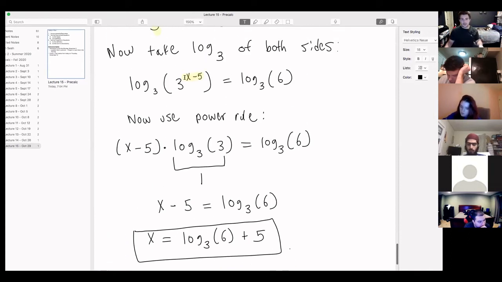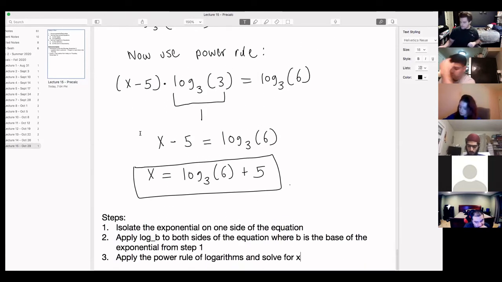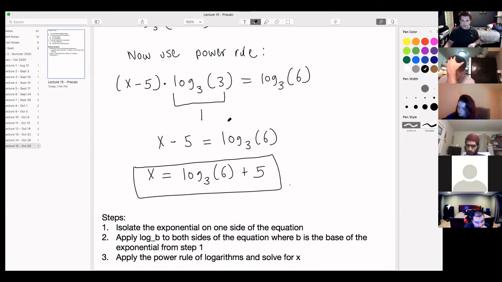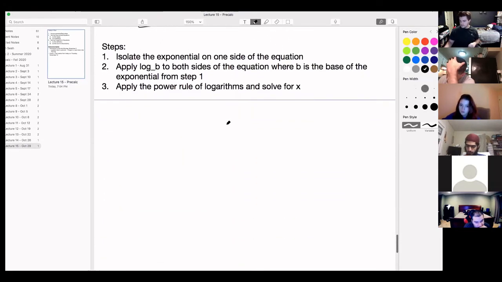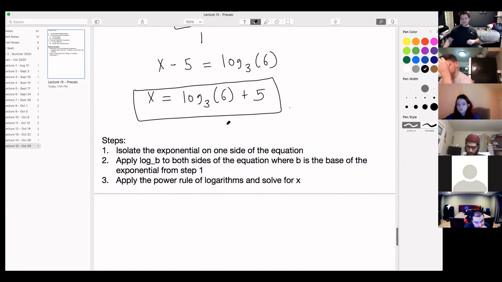Power rule is when I bring down the exponent of x minus 5. And that's it. All right, very good. Any questions?